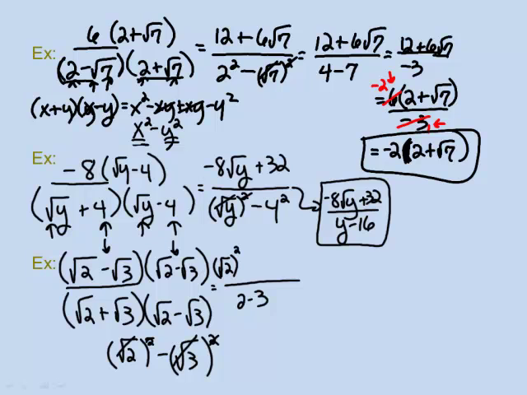Our outer product will be square root of 2 times negative square root of 3, which is minus square root of 6. Inner product is the same. Minus square root of 3 times square root of 2, again, is minus square root of 6. And last two, negative square root of 3 times negative square root of 3 is positive square root of 3 squared.